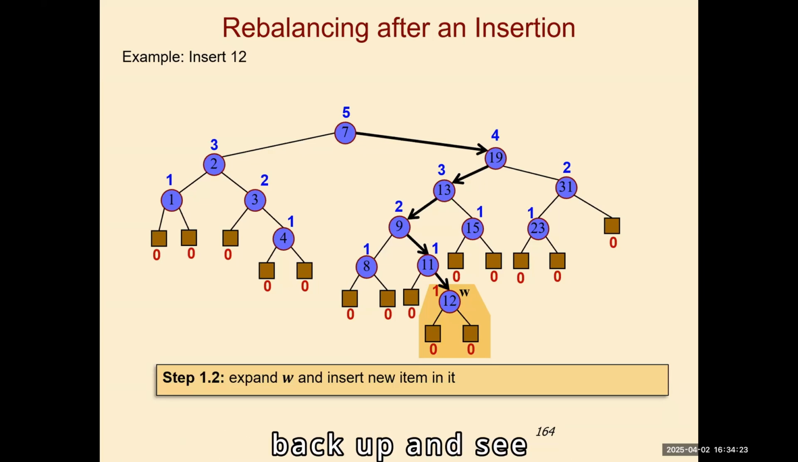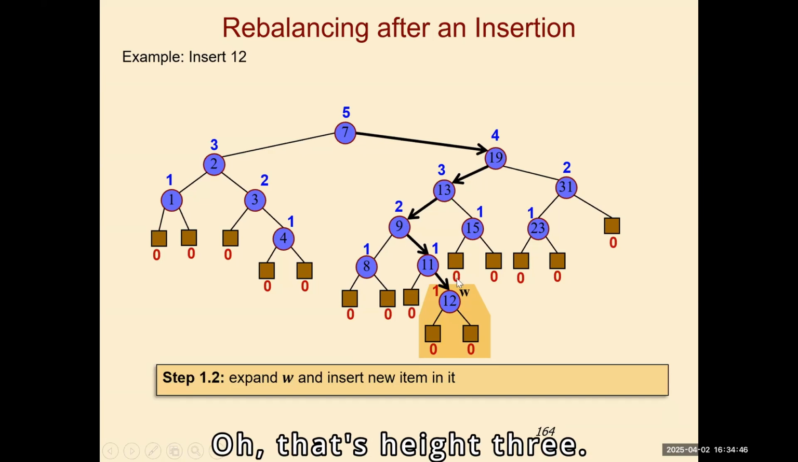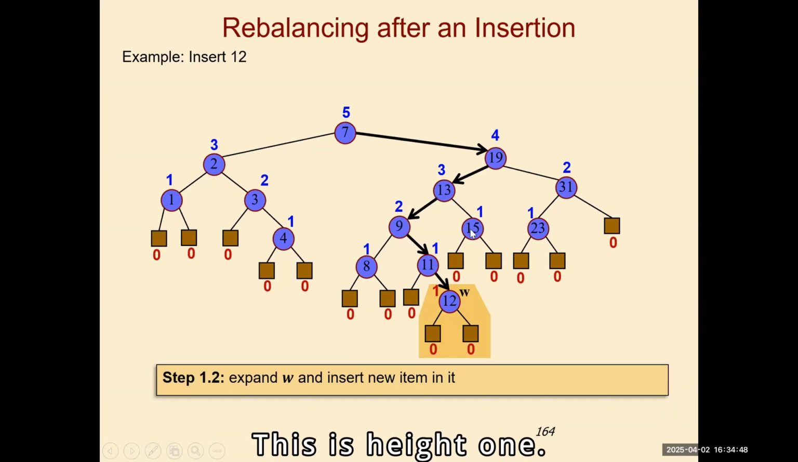So we're going to move back up and see where the first bug is. So 11, is 11 happy? Yeah, 0 and 1. Is this 9 guy here happy? Yeah, this has height 1, this has height 2. 9's happy. Is 13 happy? That's height 3, this is height 1. 13's not happy. So you follow the path up, and you find the first node that's not happy.